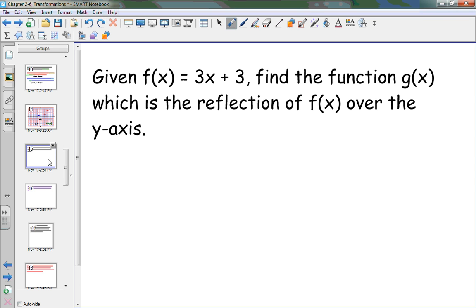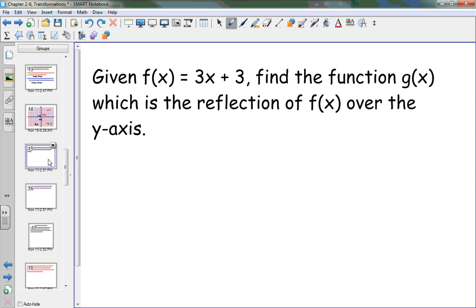Now, we're going to apply that same concept to functions. First, we apply it with points. We can visibly see it happening. Now, we're going to apply it with functions. Given f of x is equal to 3x plus 3, find the function g of x, which is the reflection of f of x over the y-axis.